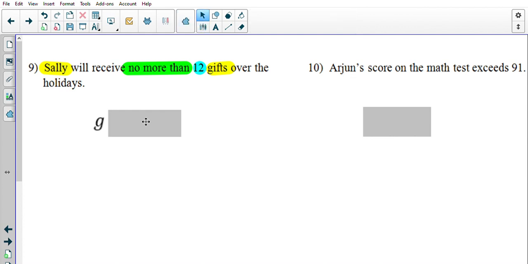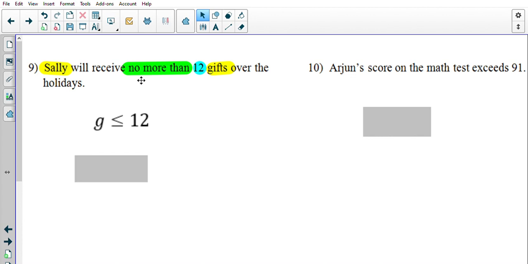And always stop and think, like, does this make sense? If G represents the number of gifts, and that's less than or equal to 12, numbers that fit that are numbers like 8 or 9 or 10. Does that also fit the statement? Sally will receive no more than 12 gifts over the holidays. Those do fit that statement. So it's an easy way you can kind of check, does this make sense?